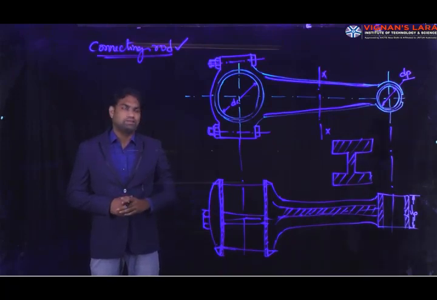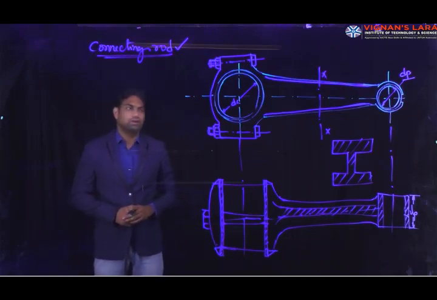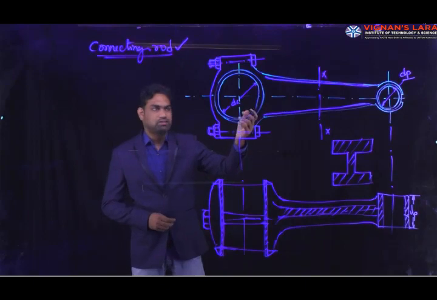The main function of the connecting rod is to convert the reciprocatory motion of the piston to the rotary motion of a crank. That is the main function of a connecting rod. You can observe the construction of a connecting rod.